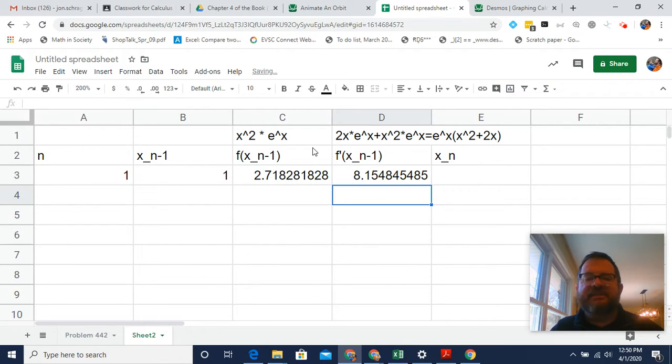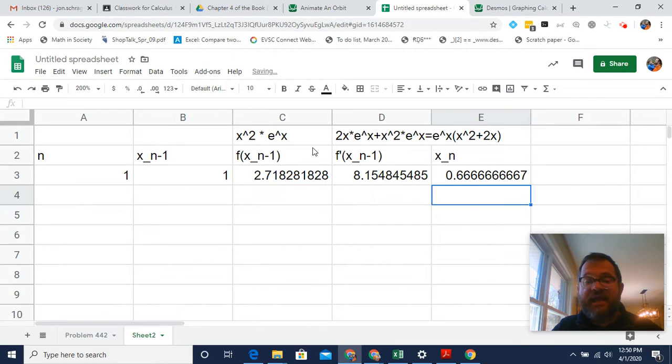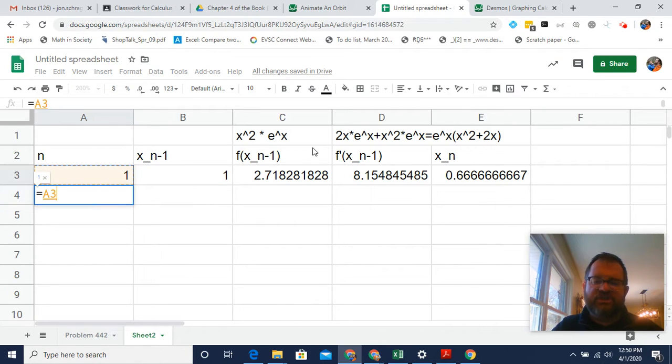All right. Hey, I'm going to send you guys this spreadsheet, by the way. And then x of n, according to Newton's method, is x of n minus 1 minus f divided by f prime. And I get the new number. Hey, notice, by the way, that the new guess, x1, is closer to 0 than x0 was. Perfect.